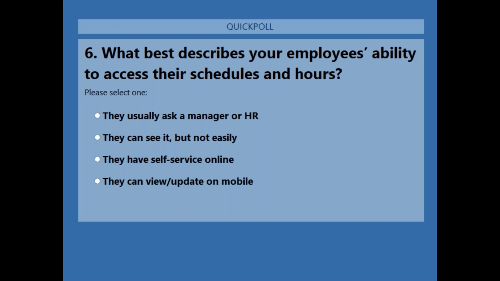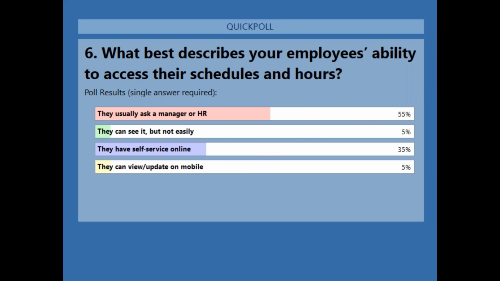And third, it supports flexibility. Advanced scheduling options help managers align shifts with employee needs, improving work-life balance and reducing turnover. So I'm going to close out this poll in 5, 4, 3, 2, 1. And look what we have. 55%, more than half, says an employee has to get their schedule and hours by asking a manager or HR.